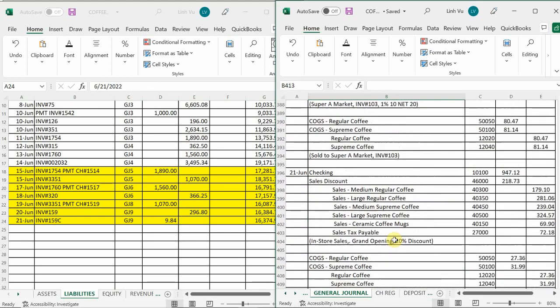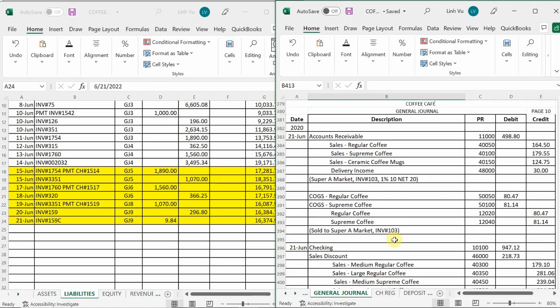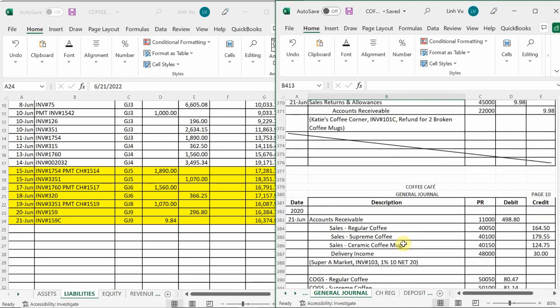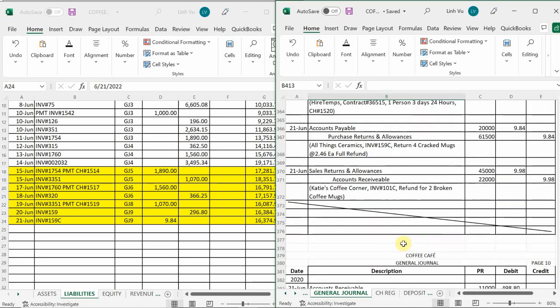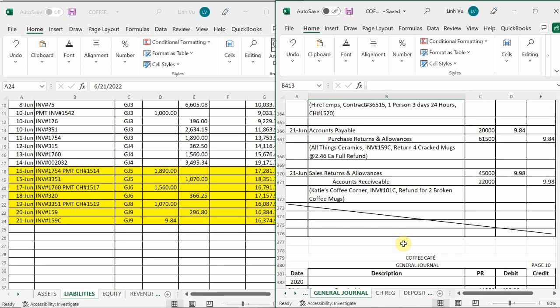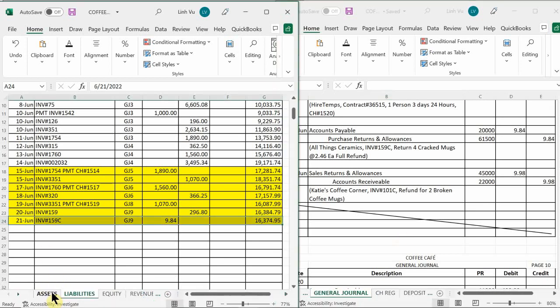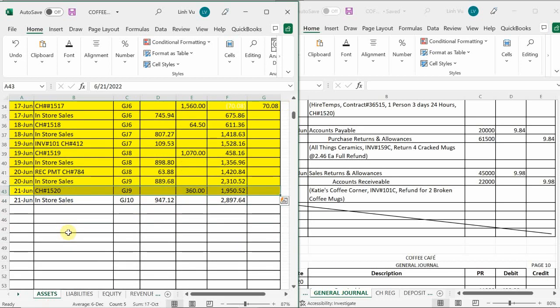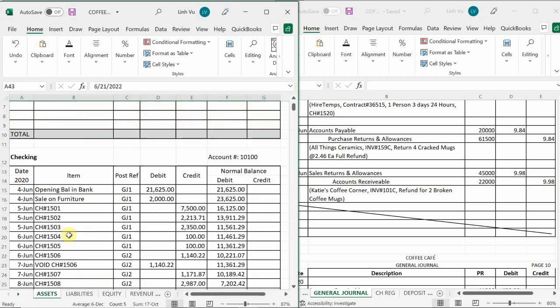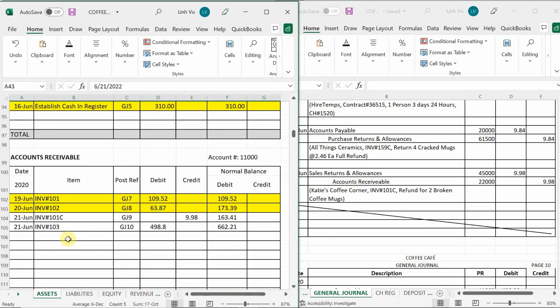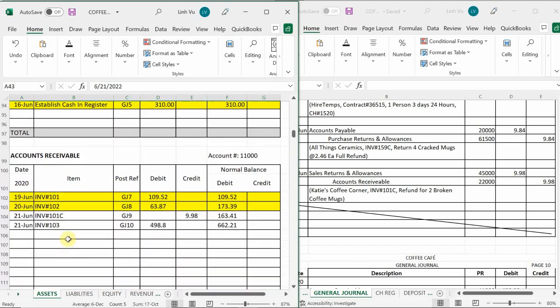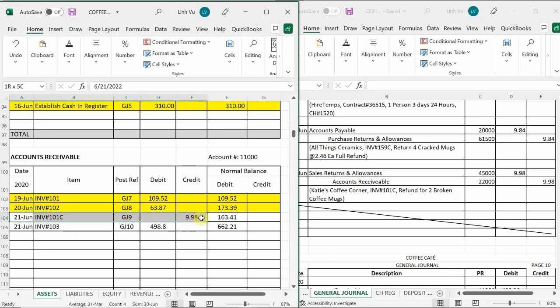Last page. If we don't get anything correct, then there's something that we must have done wrong in our journal. So here you go. Then the next thing that we did after we did our sales. Oh, hold on. So we did our accounts payable, right? Purchase returns allowance. Then we did our sales returns and allowances, and it reduced our accounts receivable. So we're here, accounts receivable, right? We returned the $9.98.